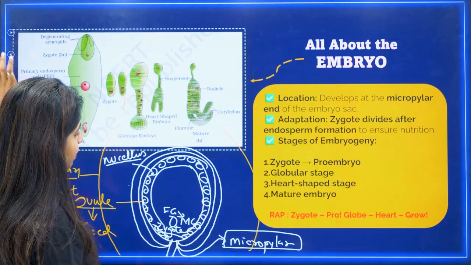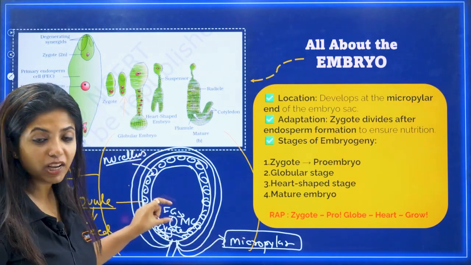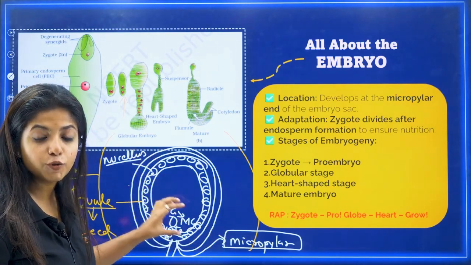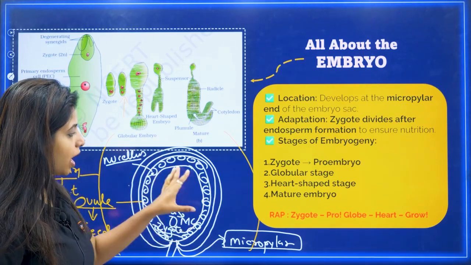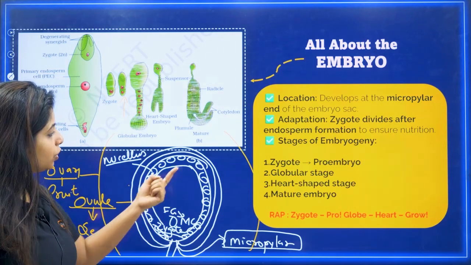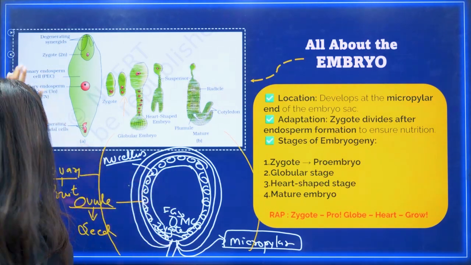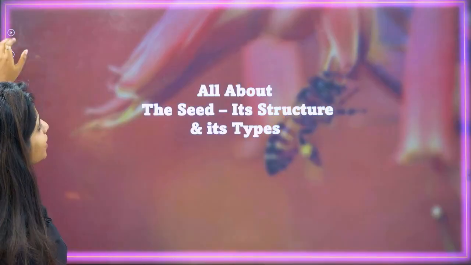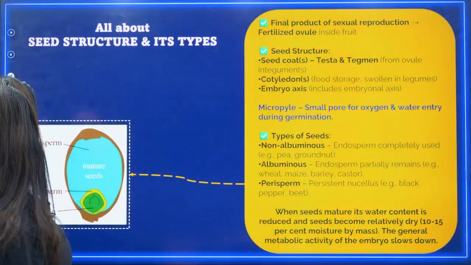Where is it all happening? Right over here inside the embryo sac, in the micropyle region, the embryo is being formed with the endosperm which was over here. Now, a lot of changes are happening up over here. We have to see the structure of a seed now. I told you the inner integument, outer integument, they will be changing up. There will be so many changes up there. So, let's now talk about the seed, its structure and its types. So, are we ready? I hope we are ready.